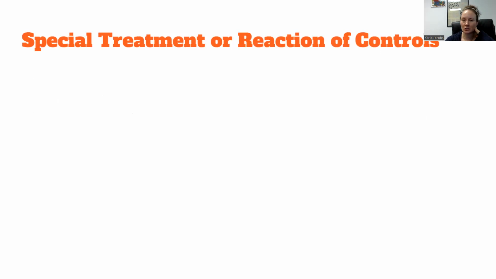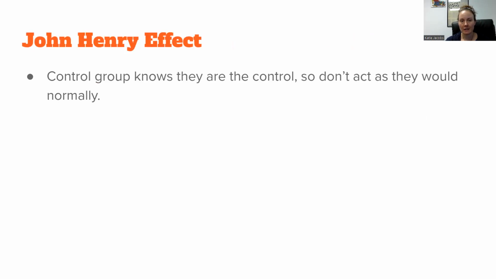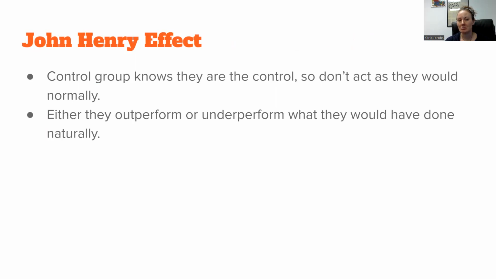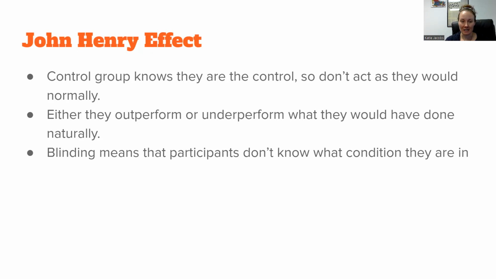We also have special treatment or reaction of controls. There's two different ones that we're going to talk about: the John Henry effect and also the Hawthorne effect. The John Henry effect is when the control group knows that they're the control, so they don't act like they normally would. So either they outperform what they normally would do or underperform what they would have done naturally. So it's really important that the control group and the treatment groups don't know what they are in.